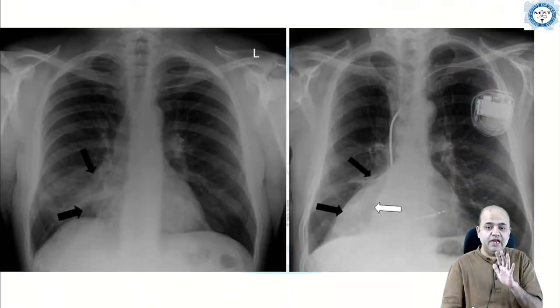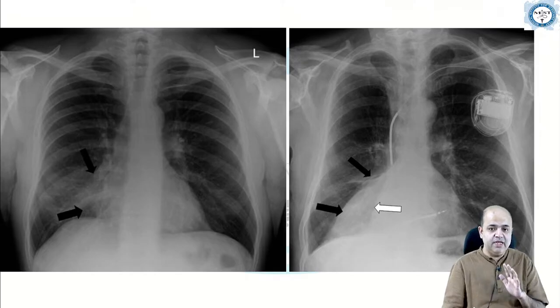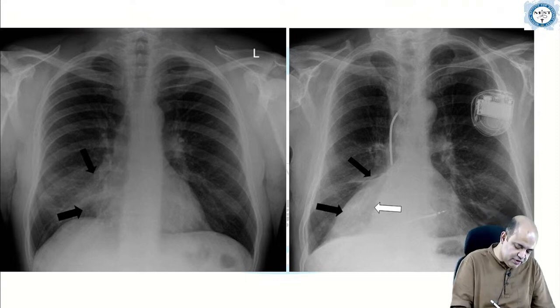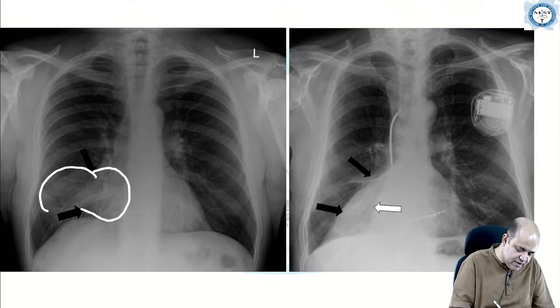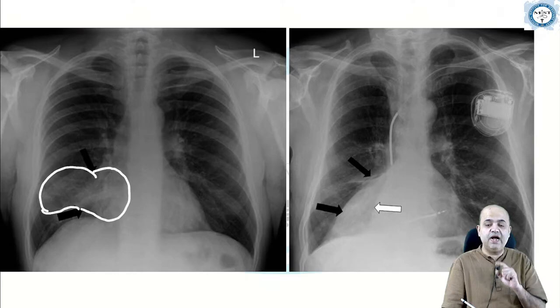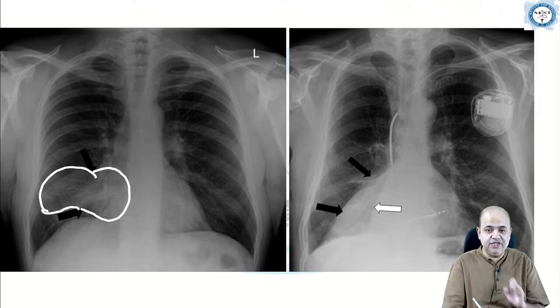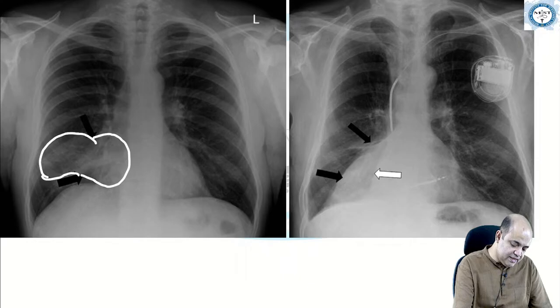Then we have the silhouette sign. We have all read about it: if two structures are touching each other, then the touching border will not be seen. So what do we see? We have an opacity over here, and we cannot see the heart border between the opacity and the heart. So this means that this opacity is touching the heart. Heart is an anterior structure, so this has to be an opacity in the right middle lobe.